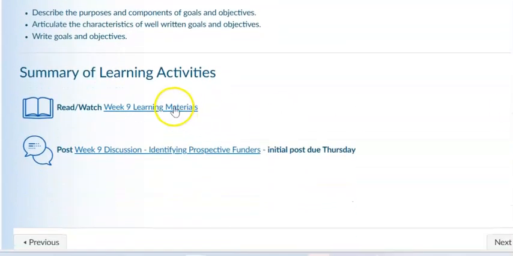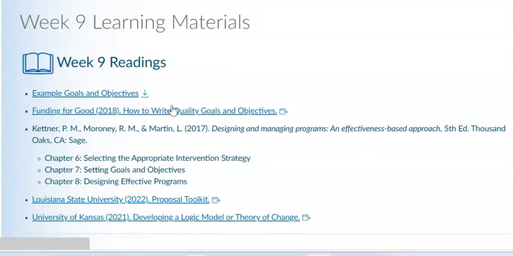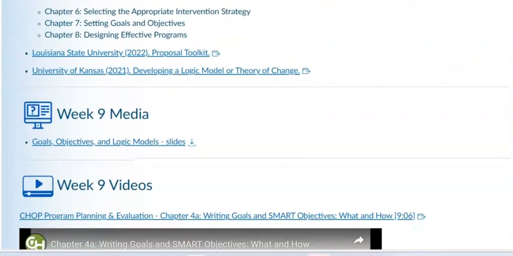So let's go first to the learning materials for this week. There are several. There's an example of goals and objectives. That's a handout. An article about funding for good, how to write quality goals and objectives. Three chapters in the Designing and Managing Programs text, and then a toolkit and how to develop a logic model handouts.